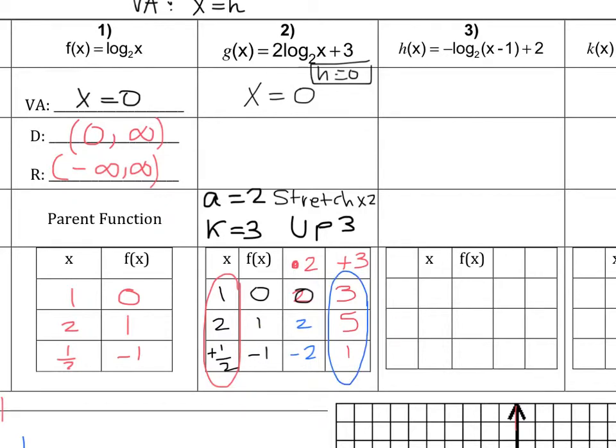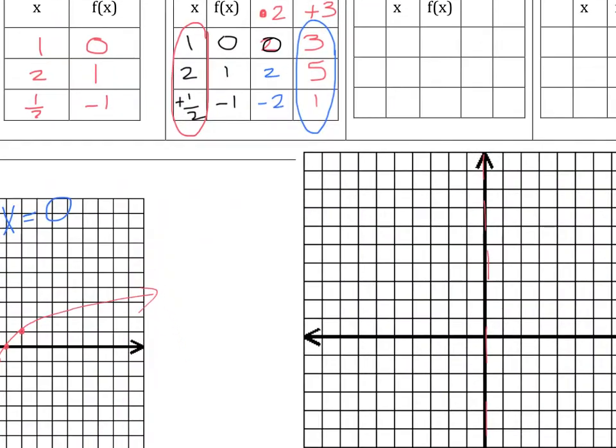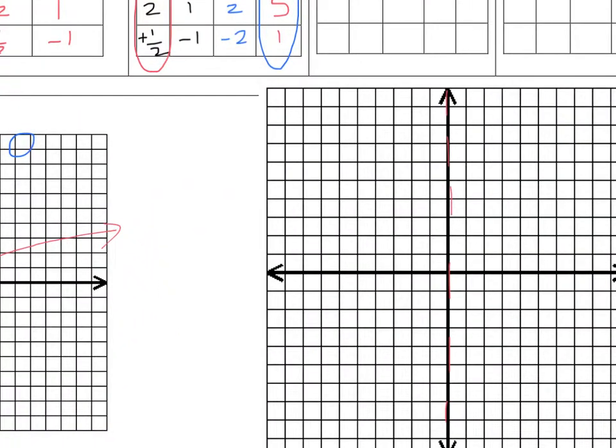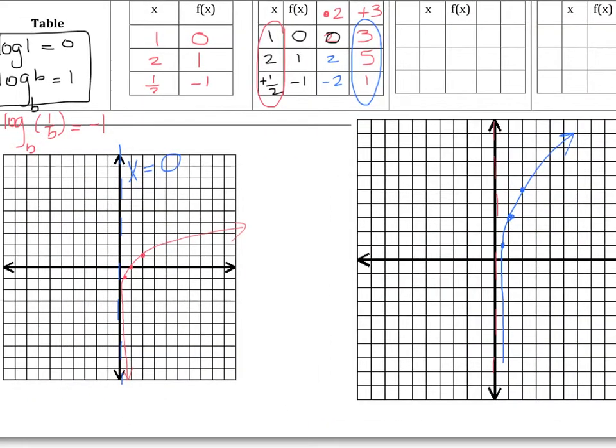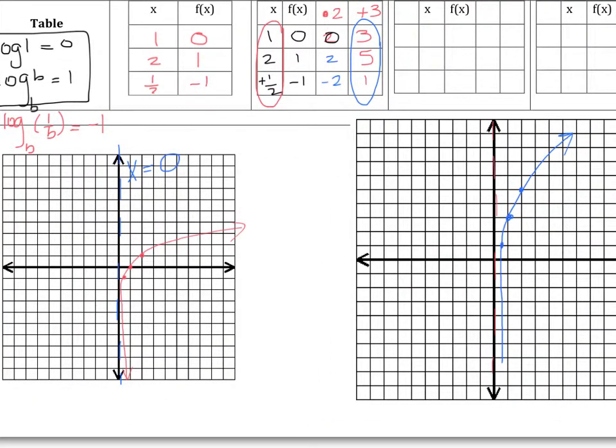These are my new points. So my first point is going to be 1, 3, 2, 5, and a half, 1. And since the vertical asymptote is x equals 0, remember that my graph is going to be so close to it, and it's going to go through these points. Now if you compare this to the parent function, you will see that it is steeper. So that's how the stretching is represented.